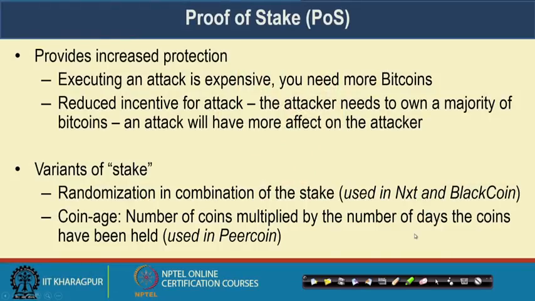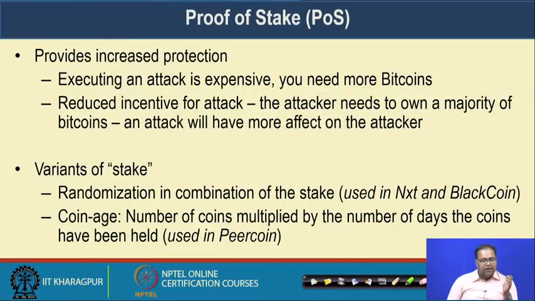So, this proof of stake based system, or PoS based system, provides increased protection. Executing an attack is expensive, since you require more Bitcoin if you want to generate more blocks. You also have a reduced incentive for attack, because to generate an attack you need to hold a huge amount of Bitcoin. And if you already hold a huge amount of Bitcoin and you attack the blockchain network, you will be mostly affected, because you are holding the majority of the Bitcoins. So, that way the attacks are more expensive in a proof of stake based system.